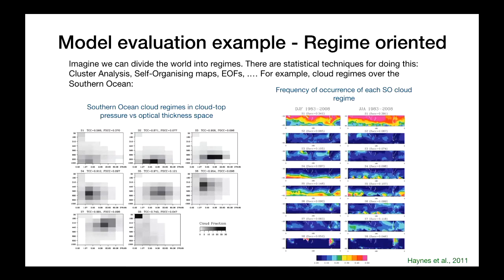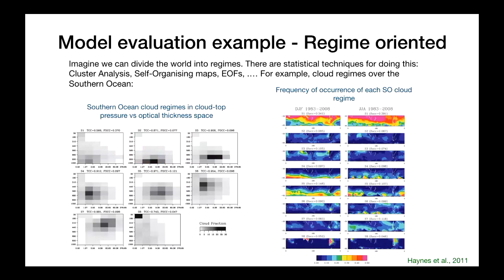So here's an example where we calculated cloud regimes over the Southern Ocean. This was work by John Haynes. We calculated them using a very funky phase space that most of you won't be familiar with, but don't worry too much about it. The phase space is where they are in the vertical and how optically thick they are. And then each of those entries in the histogram is the frequency of occurrence of pixels in a box that have this combination of cloud optical thickness and cloud top pressure.